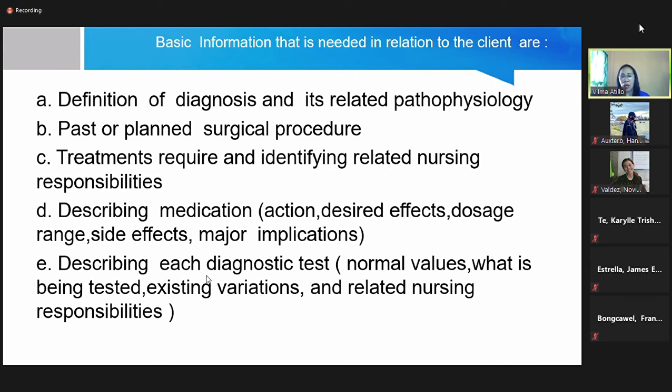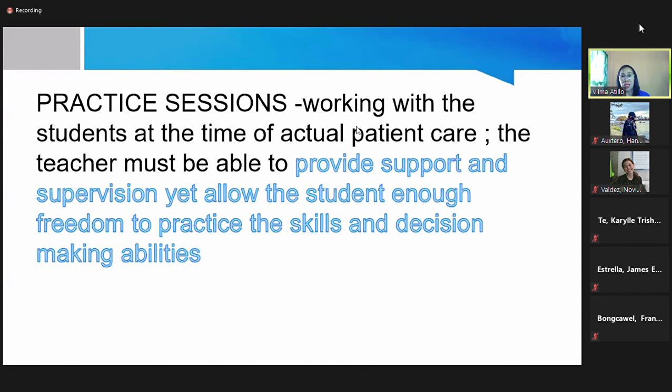So this one, the diagnostic test, you will also recite to your clinical instructor. If the CI asks why the patient will have urinalysis, you recite it to your teacher, no? So that you are confident when you get to the patient, if the patient will ask about it. Okay? Practice sessions working with the students at the time of actual patient care. The teacher must be able to provide support and supervision, yet allow the student enough freedom to practice the skills and decision-making abilities. Okay, especially during bed making.